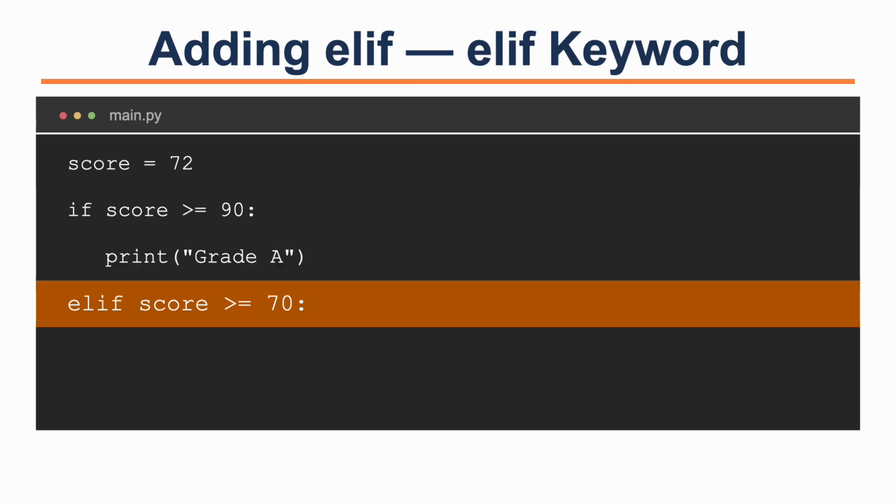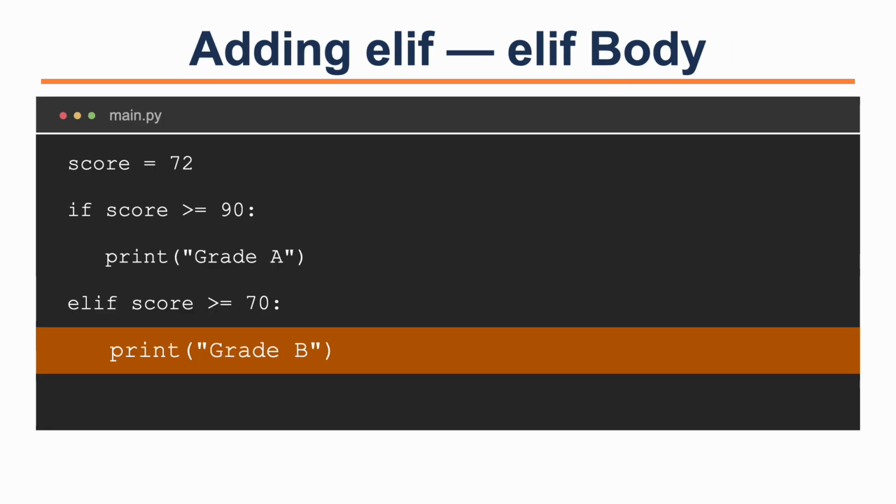The else if keyword adds a second condition. It checks whether score is greater than or equal to 70. Score is 72, so this condition is true. Python will run this block and skip everything else. The else if block gets its indented body. Python will print grade B when this condition is true.